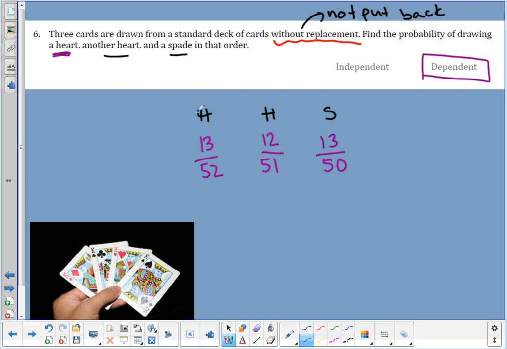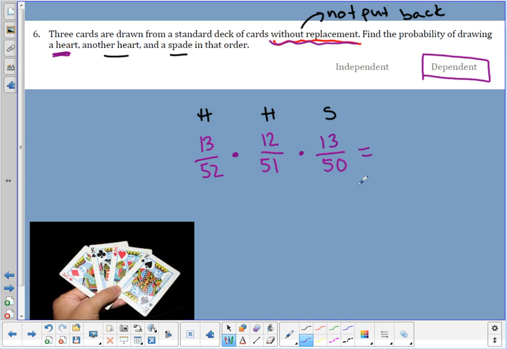events. One event had an impact on the other because it changed the bottom. Again, this impact had an effect on that one because it changed the bottom. And you can also tell that from without replacement. If we're not putting them back, then we're changing the total number of cards in the deck. So that's a dependent probability. Now we want all of these things to happen, so we're going to multiply these together.